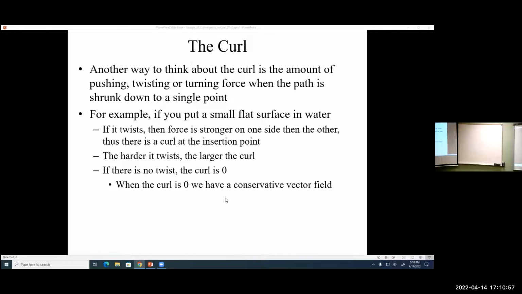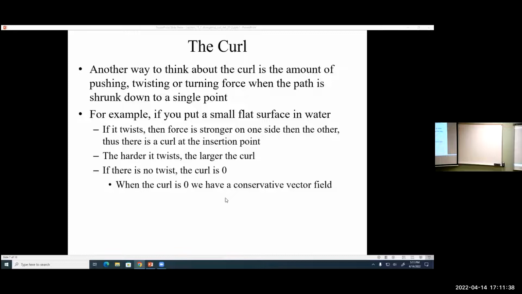Now this is going to be something really interesting for us as we go on, because we're going to start to talk about conservative and non-conservative vector fields. When the curl is zero, think of curl being zero as things being in equilibrium. We have what's called a conservative vector field, which means it's path independent. In other words, no matter what path we take between two points through the vector field, the amount of work done by the vector field is going to be the same.